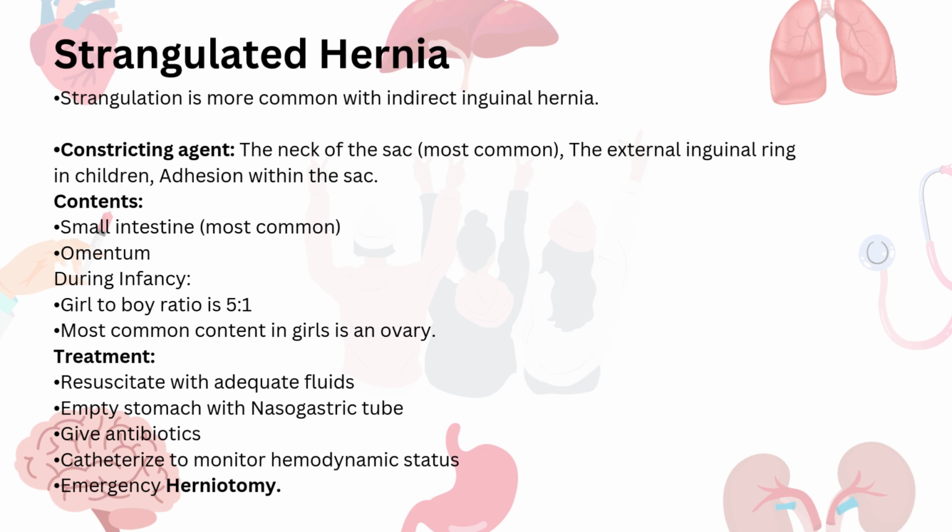Treatment would be: you need to resuscitate by giving adequate fluids to the child. You need to empty the stomach for decompression via a nasogastric tube. You give broad spectrum antibiotics. You catheterize to monitor the hemodynamic status of the child, and then of course you have to do an emergency herniotomy to release the contents of the hernia out of that sac.